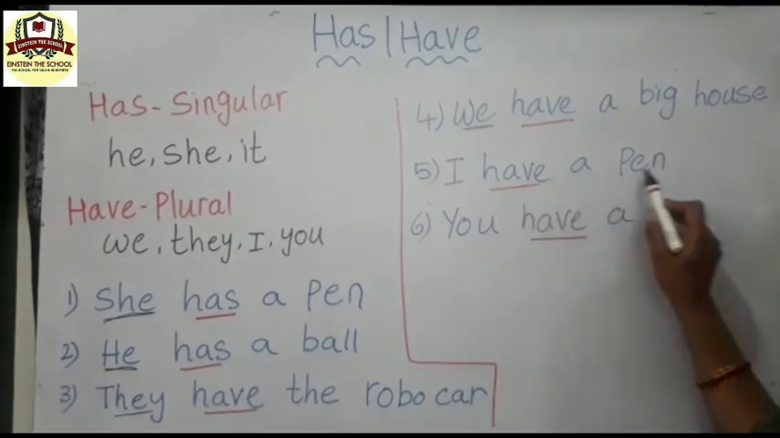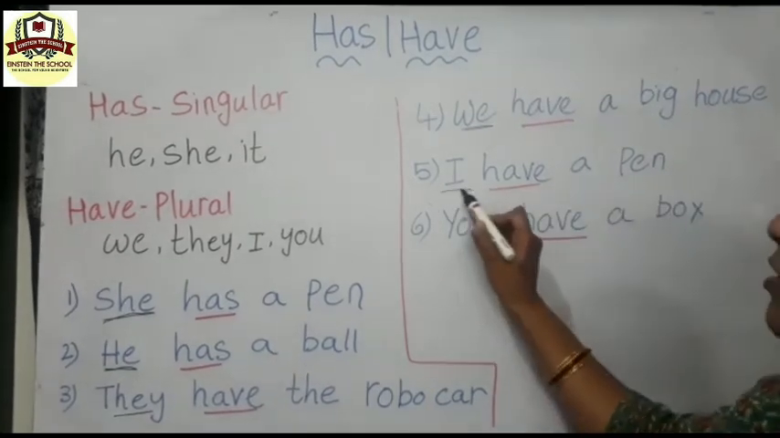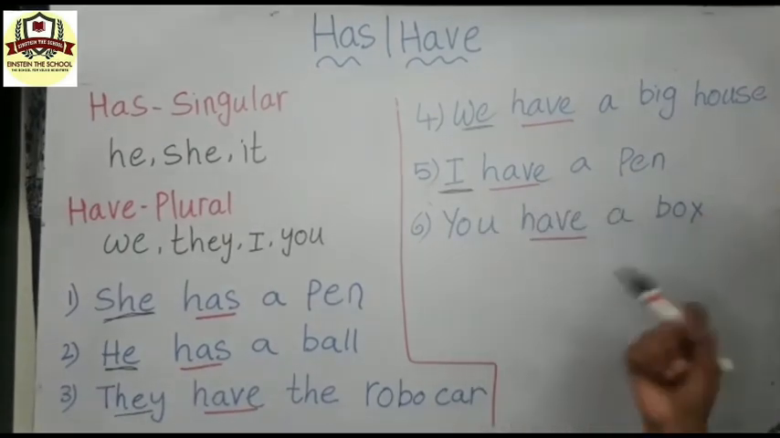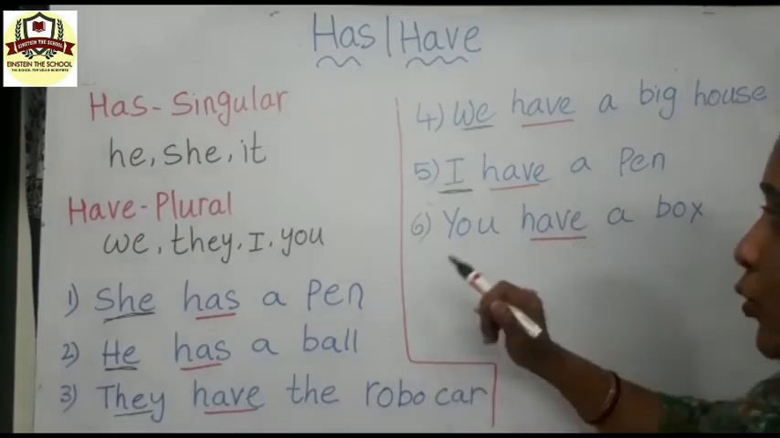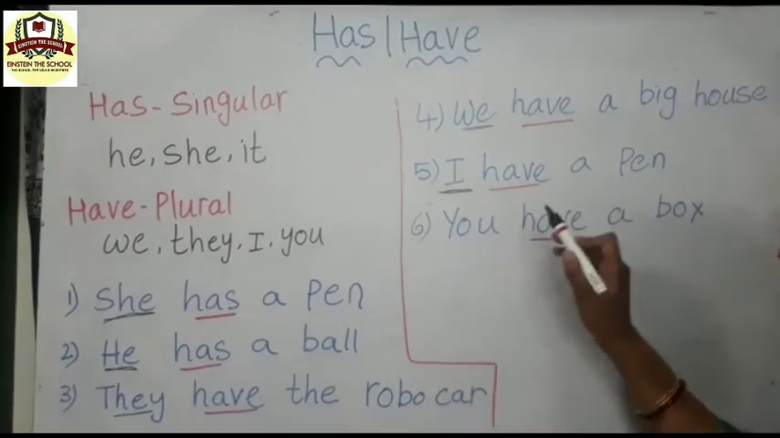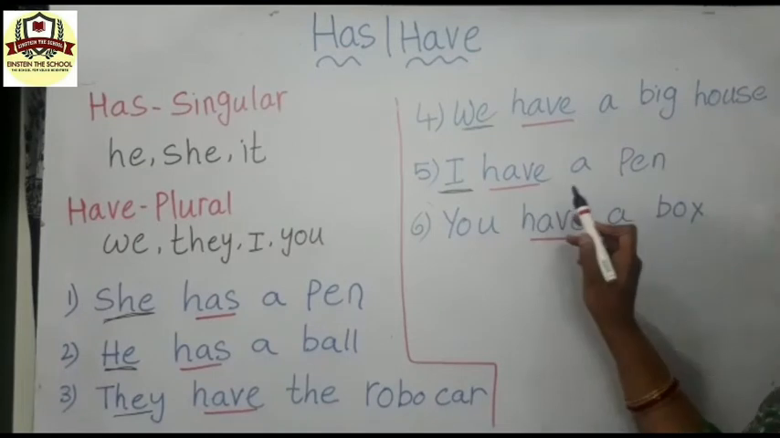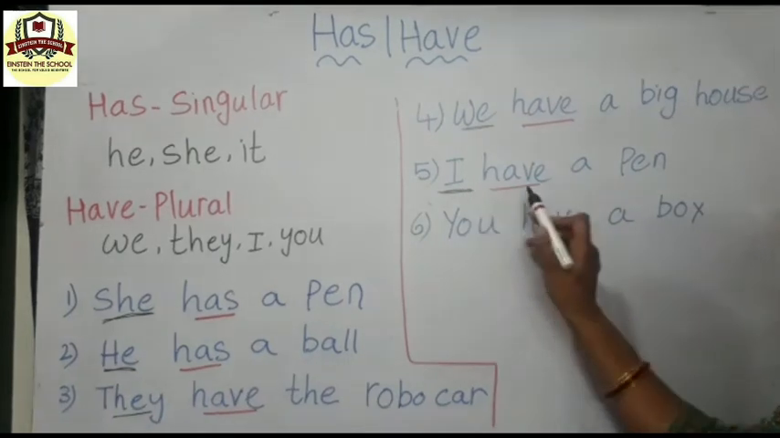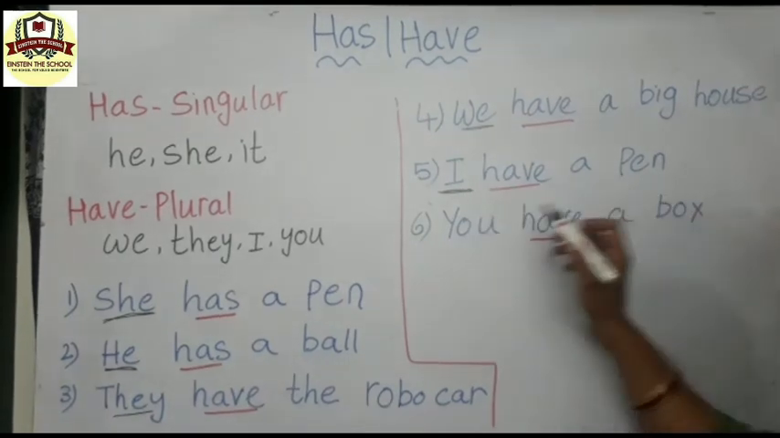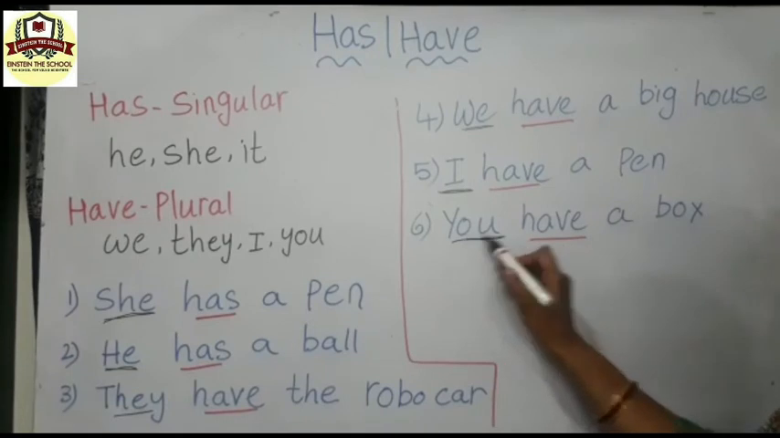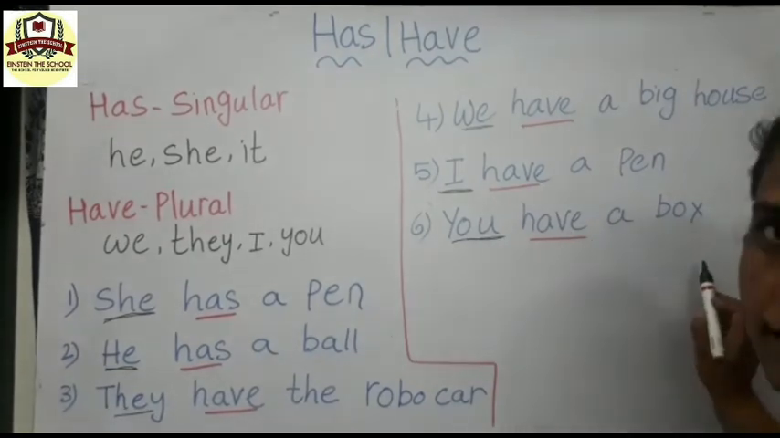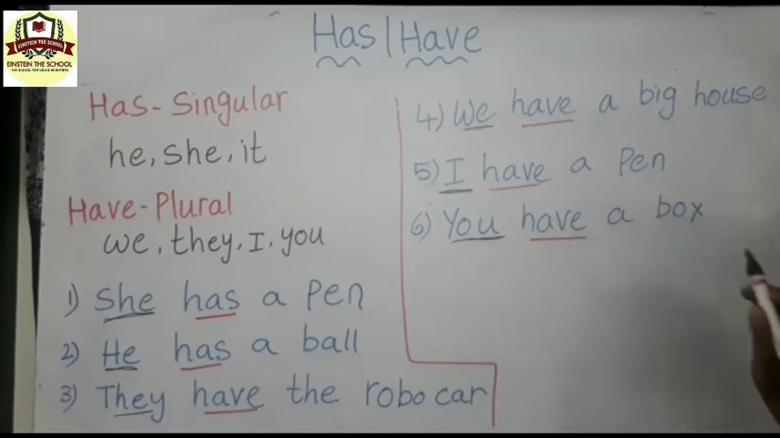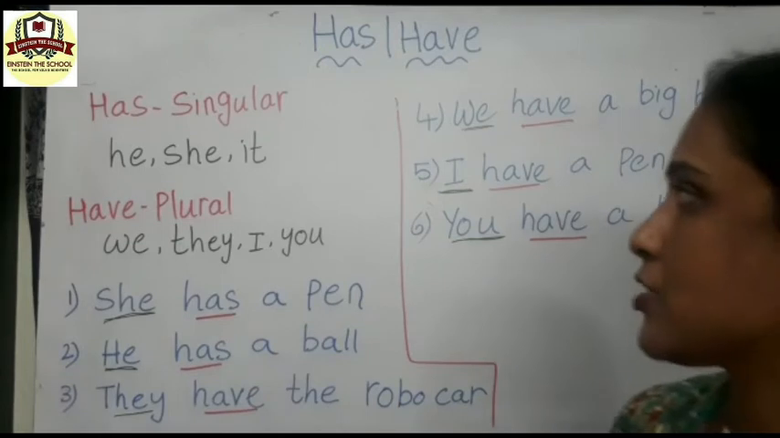And see here the next one. I have a pen. Here I is also a plural. Even though I is a single, it's an exceptional case. For I and you, we should use only have children. Has will not come, only we should use have. I have a pen. And see this one. You have a box. Understood? You have a box.